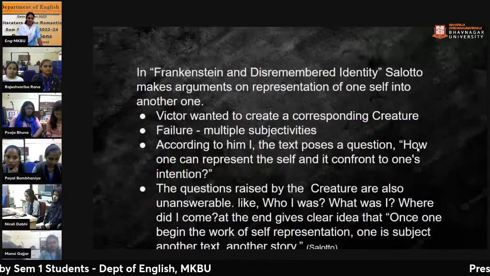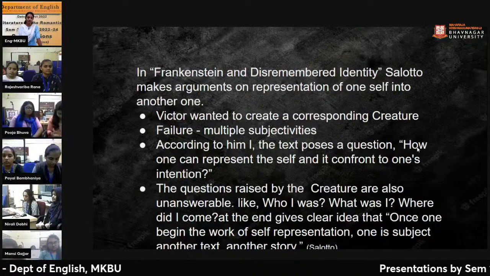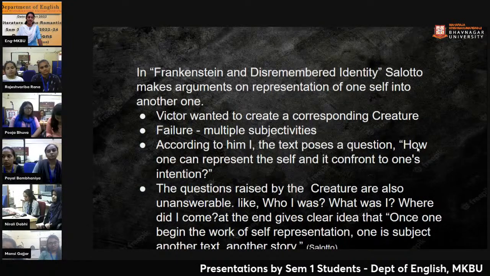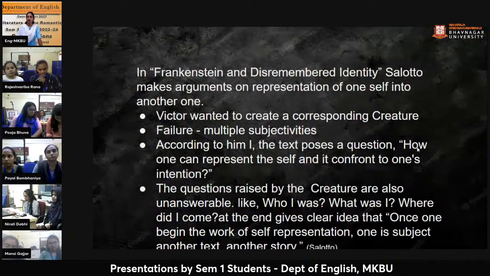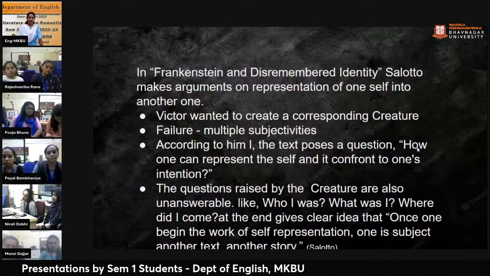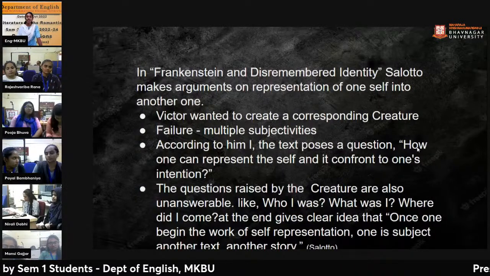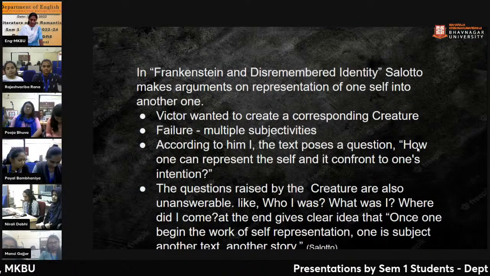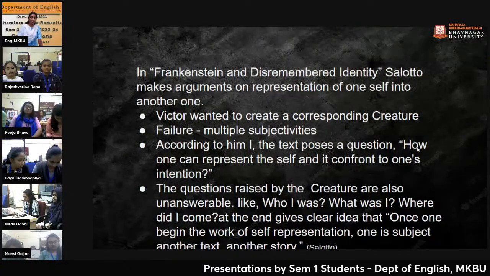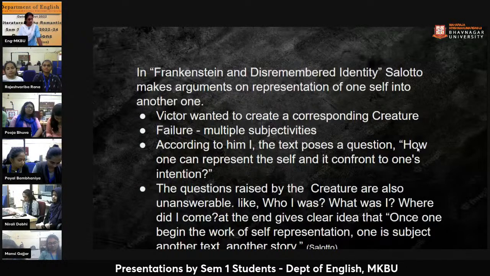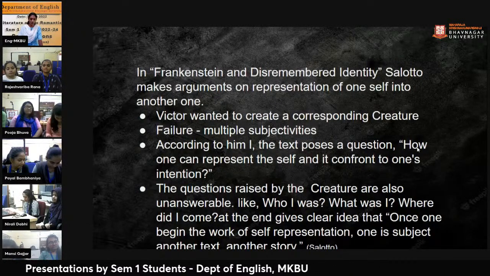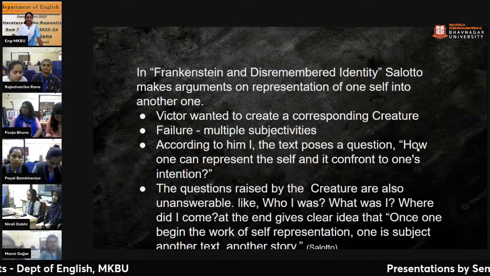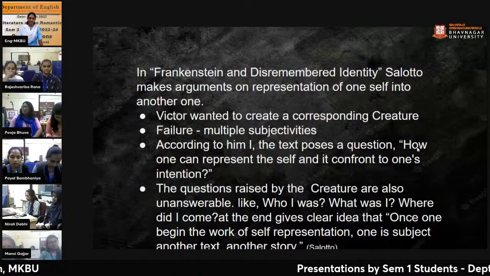I have taken a reference from the paper "Frankenstein and Disremembered Identity." Salvatore makes arguments on the representation of oneself in another one. Victor wanted to create a corresponding creature, and he failed completely in this because he collected multiple body parts from many places. So his creation was completely hideous in look.